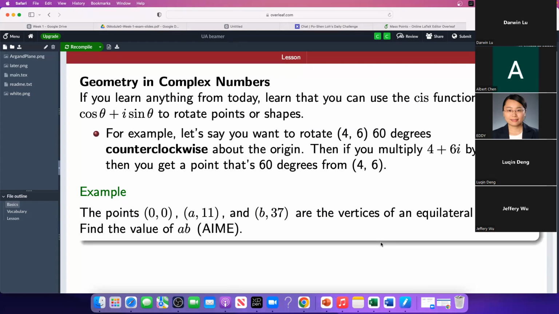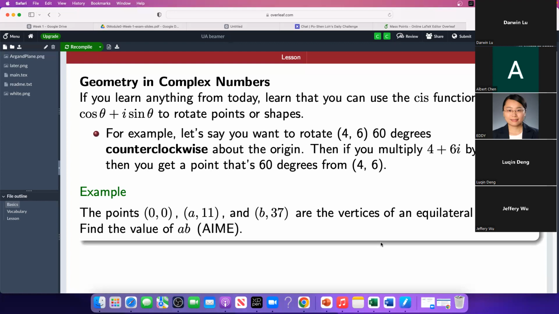So if you learn anything from today, learn that you can use the cis theta function to rotate points and shapes. That's super important because in matrices they also do the same thing, but we're not going to use matrices, we're going to use cis. So cis helps you rotate. Let's say you want to rotate 4, 6 by 60 degrees counterclockwise about the origin. This is even helpful in math competitions, like local competitions. Remember that it rotates counterclockwise. Then you get a point that's 60 degrees from 4, 6.